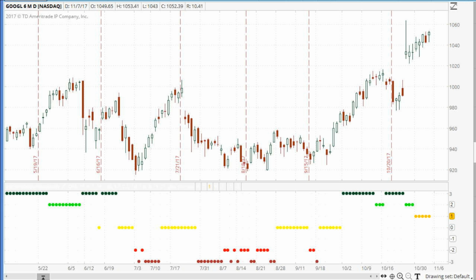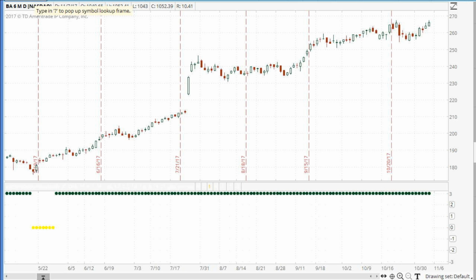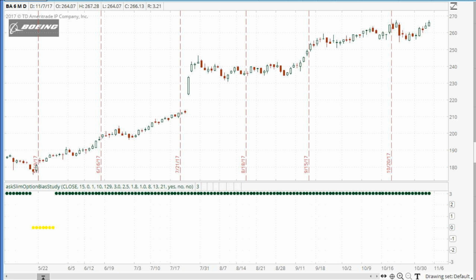The next three I'm going to show you are positive readings that were incredible. In other words, it says that all of the internals were positive. This is just unbelievable in Boeing. There was never a time all the way back here for almost 6 months that we had anything but incredibly powerful internals. It never got overbought once.